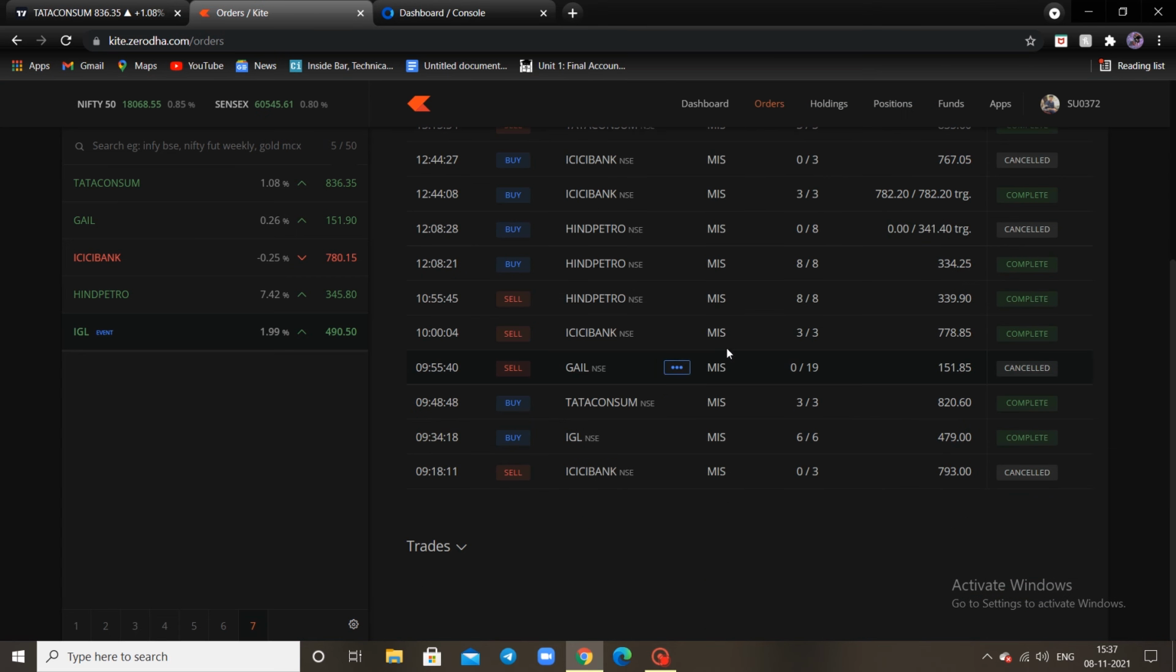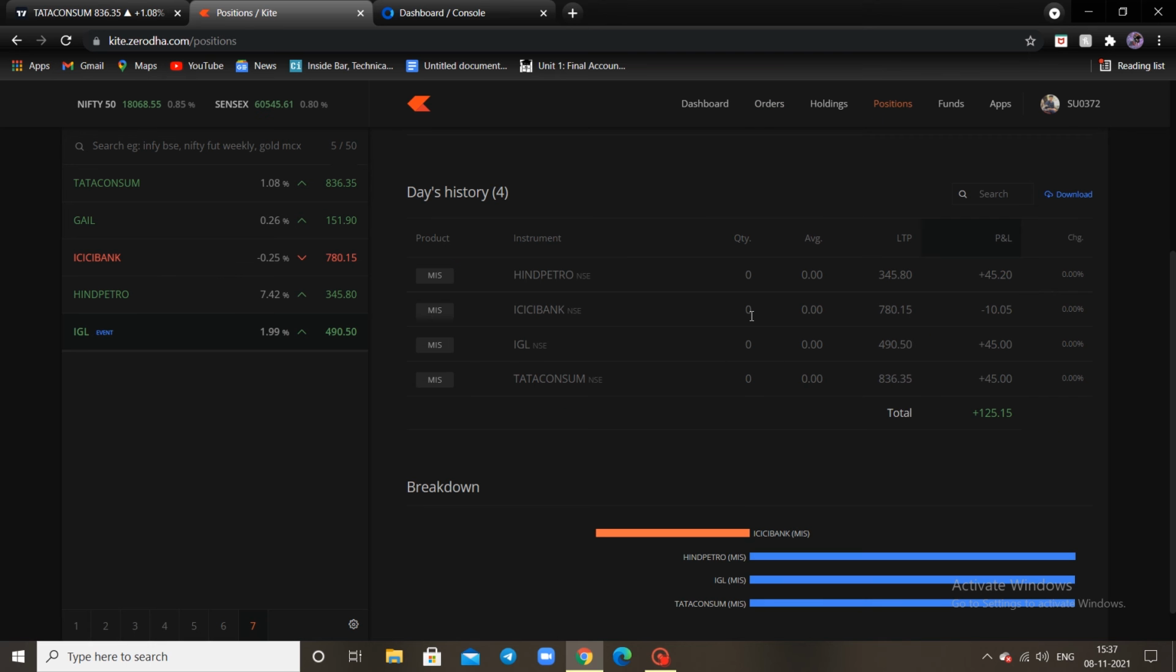and let's check the next trade. Next trade is in ICICI Bank, which was sad. That was me testing my new strategy. It's in the ICICI Bank.